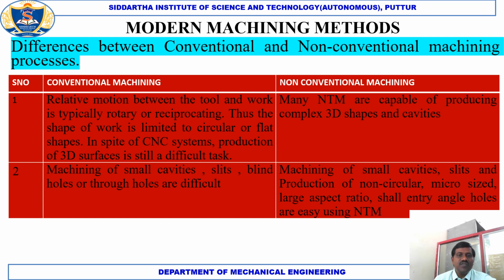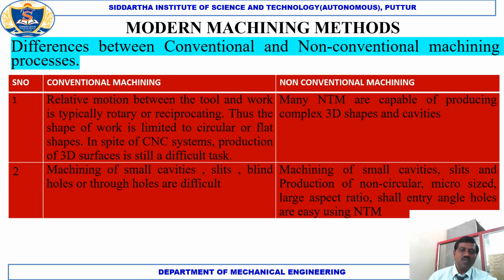Then the relative motion between the tool and workpiece is rotary or reciprocating. Thus, the shape of the work is limited to circular or flat shapes. In case of the conventional machining process, most of the shapes we can produce are circular or flat shapes. Even though we use CNC systems, the production of 3D surfaces is still a difficult task. But in case of the modern machining methods or non-traditional machining methods, we can produce any shapes without any problems. Even complex 3D shapes or cavities can be produced.